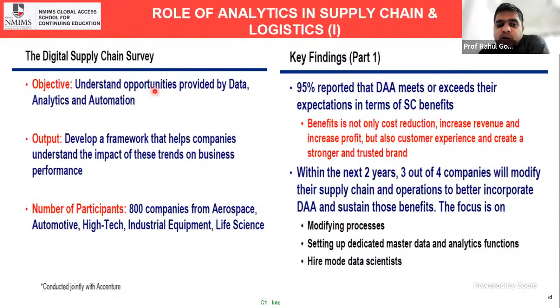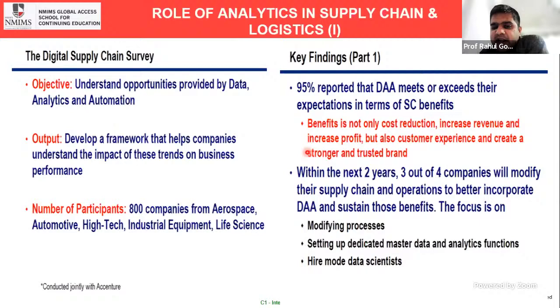So the objective was to understand the opportunities being provided by data. And within data, a lot of things are there, analytics and automation. And what was the output? They wanted the output to be a framework that will help companies understand the impact of these trends on business performance. If they are left behind in data analytics and automation, what sort of impact can they expect, positive or negative, on their business? And the number of participants was quite significant, right? We're talking about 800 companies participating from different industries: aerospace, automotive, high-tech, industrial, life science.